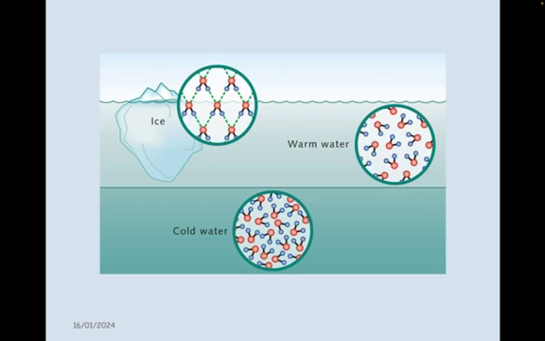One other property of water which is very, very useful for life is that it has a relatively low density when it's frozen. This means the ice floats on water and can serve as a habitat for other animals, like polar bears, like penguins.